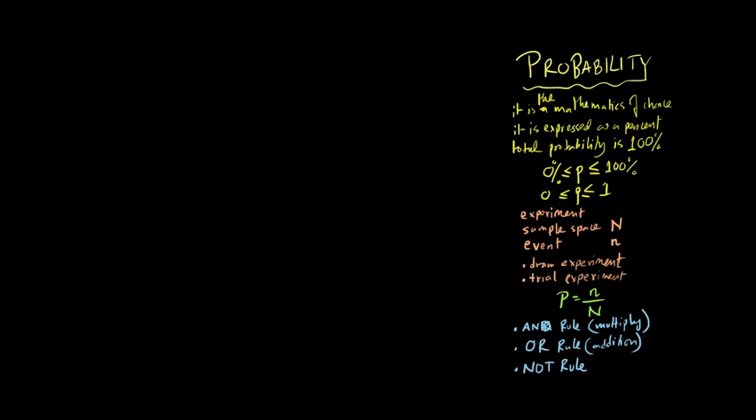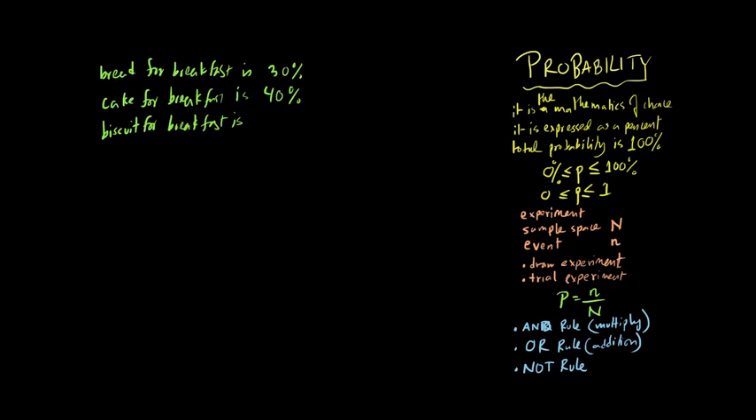So we have a situation here where the probability that a person will have bread for breakfast is 30%. So there is a 30% chance that the person is going to have bread for breakfast. Now the probability that the person will have cake for breakfast is 40%. So there is a 40% chance that a person will have cake for breakfast. And the probability that a person will have biscuit, that is not given. So we don't know what is the probability that a person will have biscuit for breakfast.